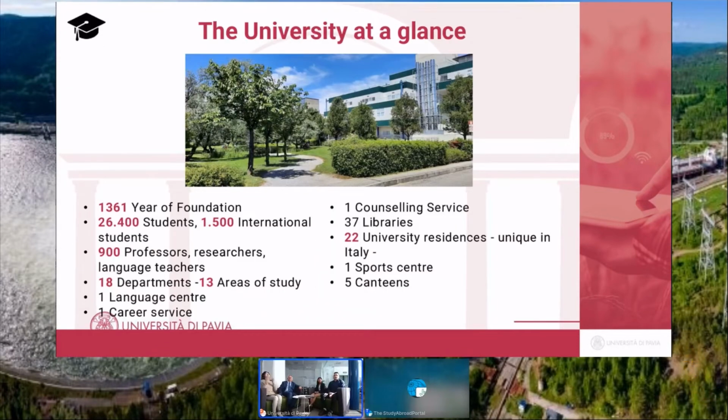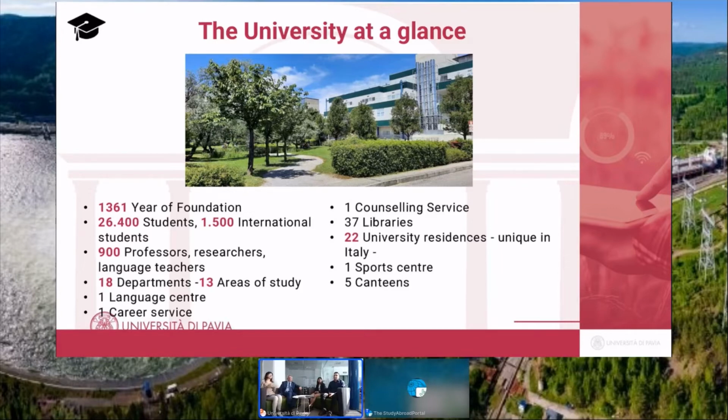Okay, let's have a look at these numbers. The first number that I want to mention is 1361. What's this number? Well, in 1361, the University of Pavia was founded. So the University of Pavia has a long history of over 600 years. We are one of the oldest universities, not only in Italy, but also in Europe.